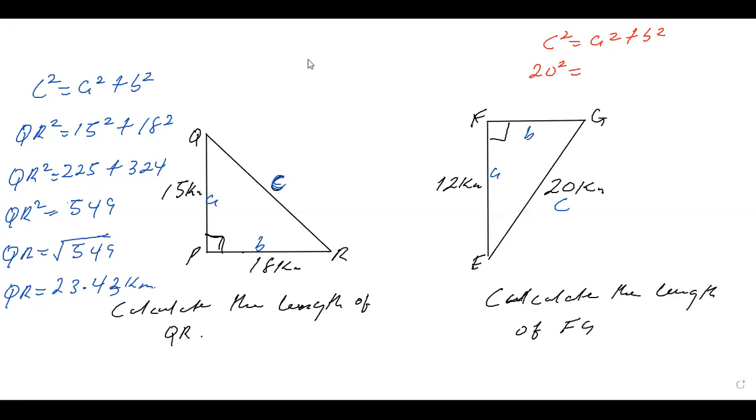My A would have been what? 12 squared. The 12 squared, yes. And my B would have been FG squared, right? Okay, so remember what we said: the C is always the hypotenuse, right? The side opposite the right angle.